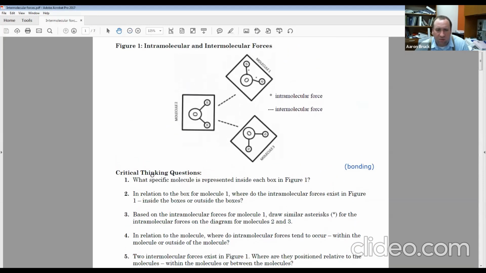So to answer the questions here, we're asked what specific molecule is inside the box in figure 1. Well, we can see it's H2O, it's going to be water. In relation to the box for molecule 1, where do the intramolecular forces exist? Inside the boxes or outside the boxes? The intramolecular forces, the ones that are designated by stars here, these are inside the boxes. Again, intramolecular forces are bonds. These are inside the boxes.